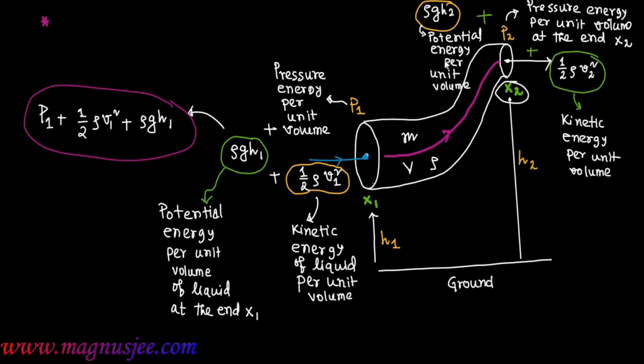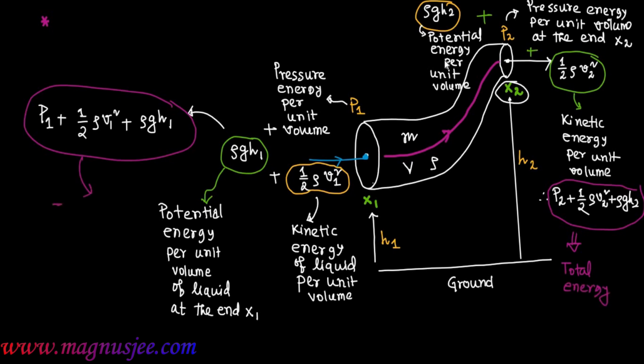And if we add rho g h2, P2 and half rho v2 square, we get P2 plus half rho v2 square plus rho g h2. That is the sum of pressure energy, kinetic energy, and potential energy per unit volume, and it remains constant. That means total energy remains constant. This is the total energy per unit volume at the end x1, which was P1 plus half rho v1 square plus rho g h1.